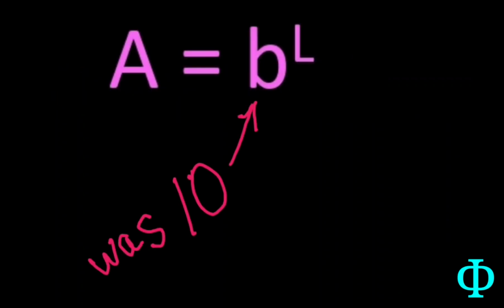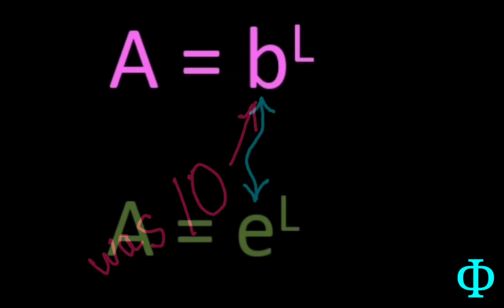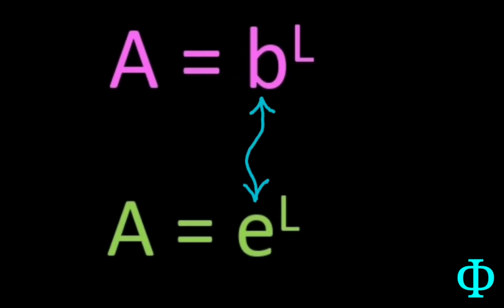You were introduced to this equation when you were learning base 10 logarithms. We let b equal 10. Now we are making the generic term b equal to e, 2.7183, and writing it like this.